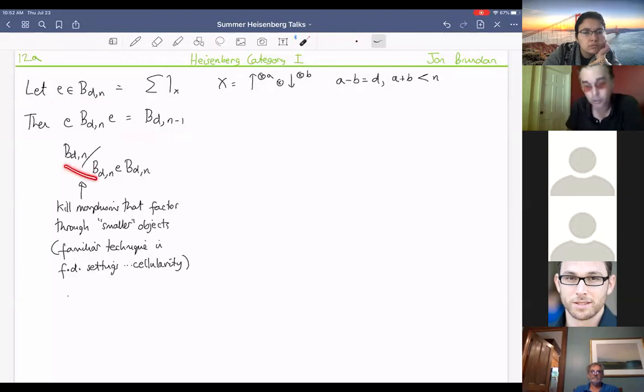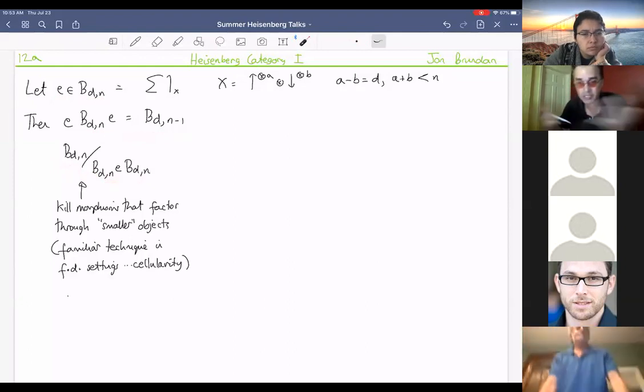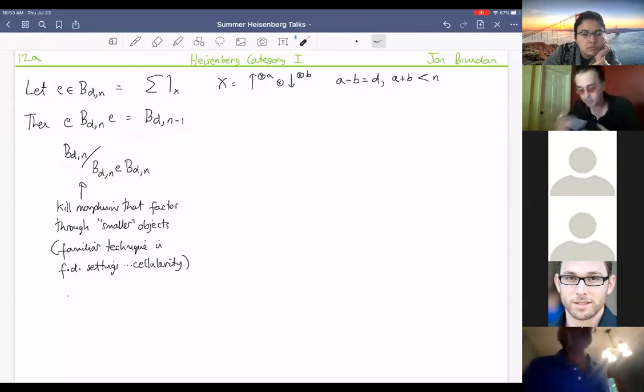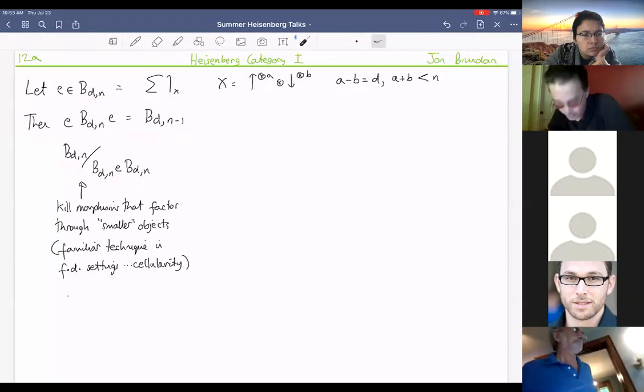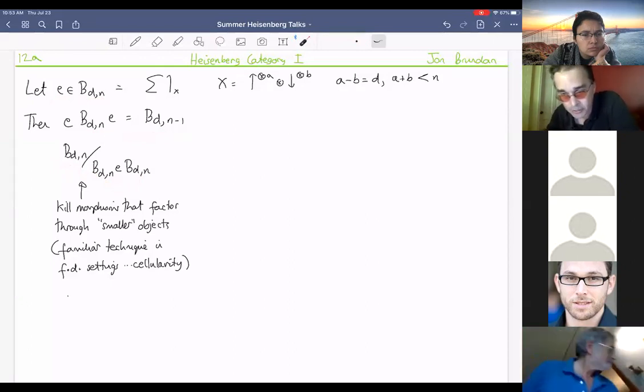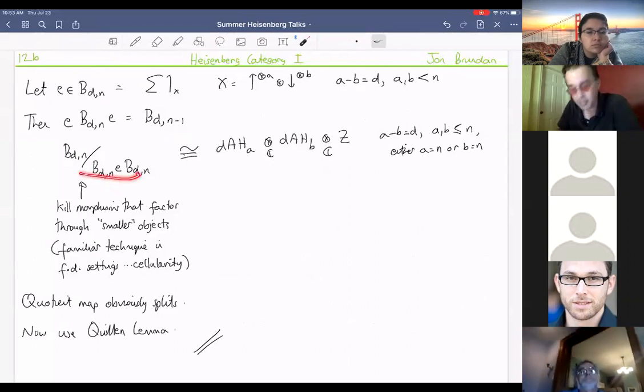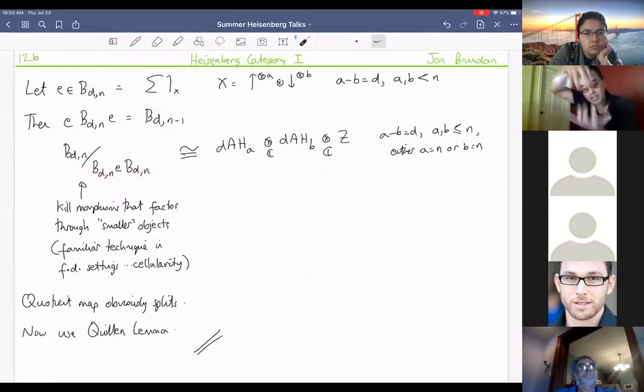And then we've got to look at the quotient by that two-sided ideal. So this is just this quotient. What we're doing is we're just killing morphisms that factor through smaller objects by factoring out that two-sided ideal. That's a standard sort of cellular algebra technique. So in this quotient algebra, if you ever have a diagram with a cup or a cap, that becomes 0 because it goes through some shorter word.